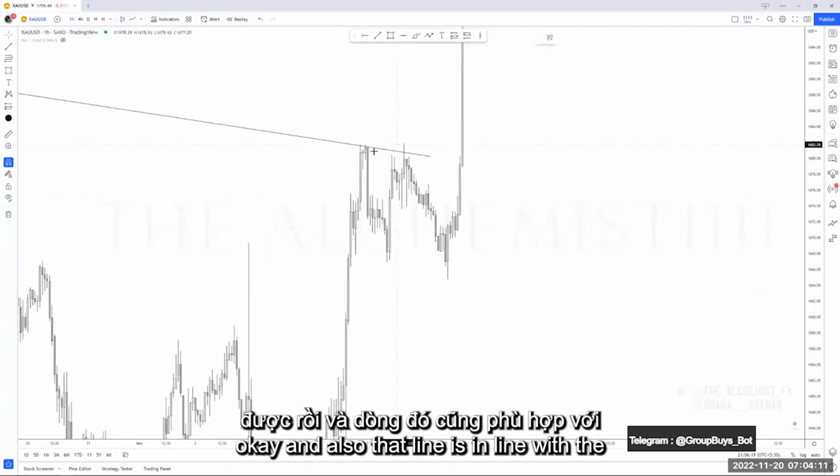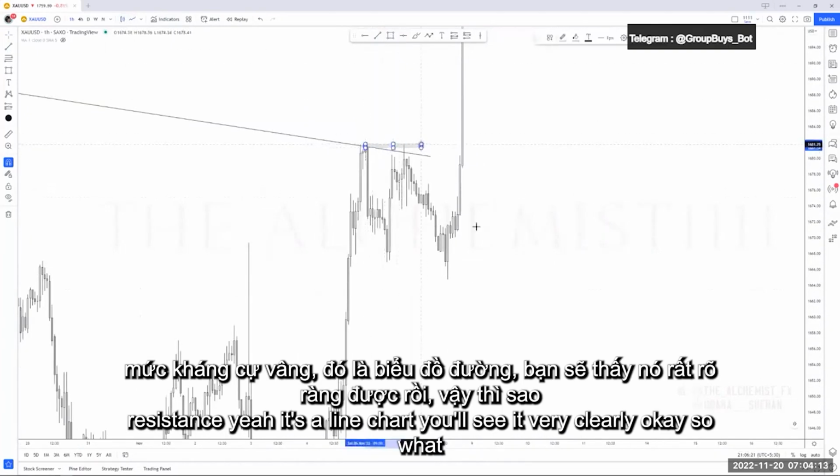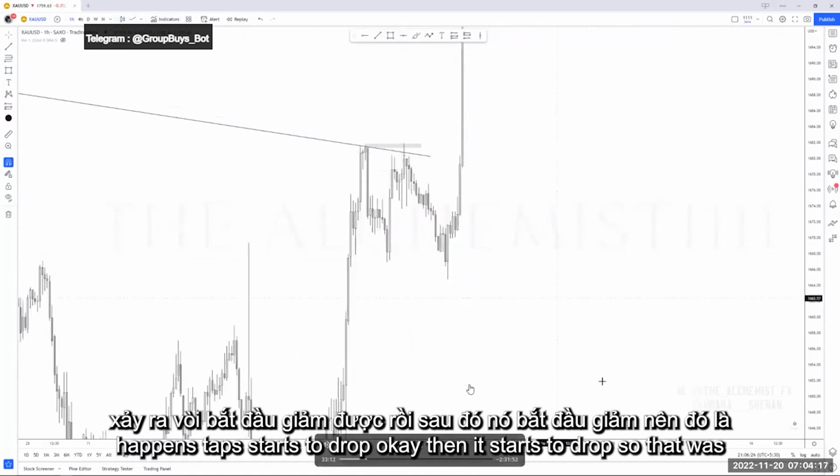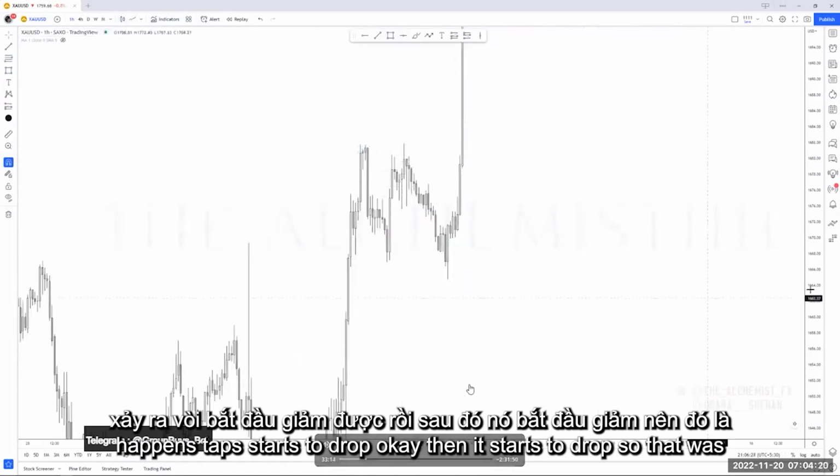Also that line is in line with the resistance. It's a line chart, so you'll see it very clearly. So what happens? Taps, and then it starts to drop. So that was that day.